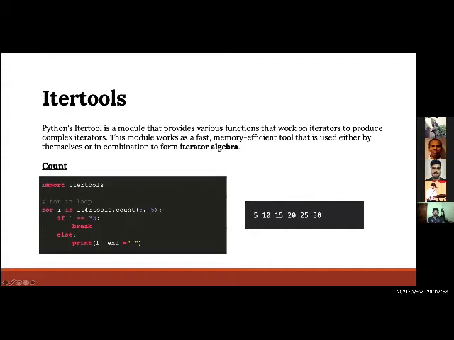And for i in itertools.count, they have put if i is equal to 35, it will break. If not, it will print, right? So let's see how the output has come out. Here, they have printed 5, 10, 15, 20, 25, 30, and as they have mentioned in the code, if the i value is equal to 35, it has stopped the iterations, right?